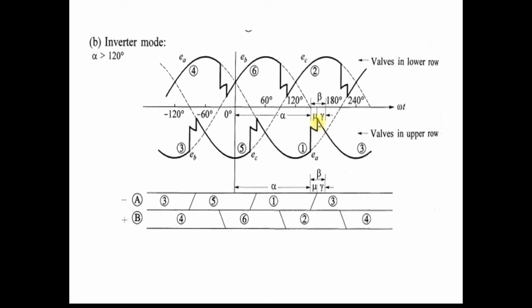But suppose commutation is not over here, and suppose commutation is completed after this phase crossover. What happens? After this phase crossover, the commutating voltage becomes negative. Your voltage EBA becomes negative. And once the commutating voltage becomes negative, it is not possible to commutate the outgoing valves. It means your valve 1 remains on if the commutation is not completed before this phase crossover point. This phenomenon generally happens in the inverter mode because the inverter mode has very small margins for the commutation of the outgoing valves.